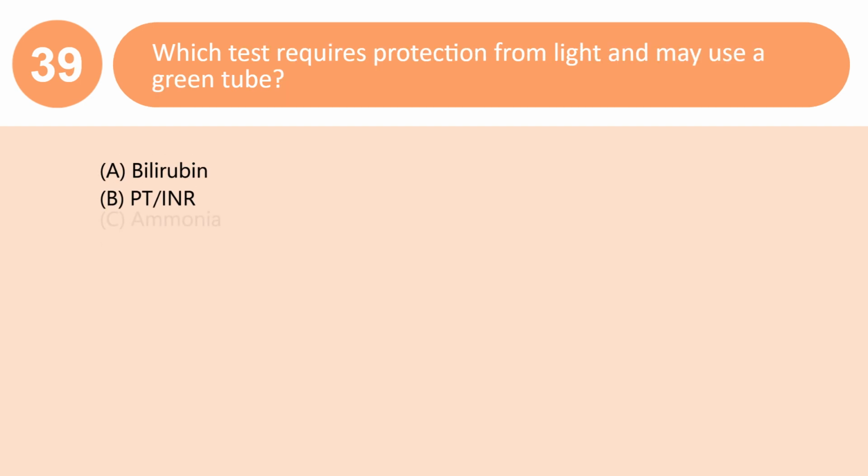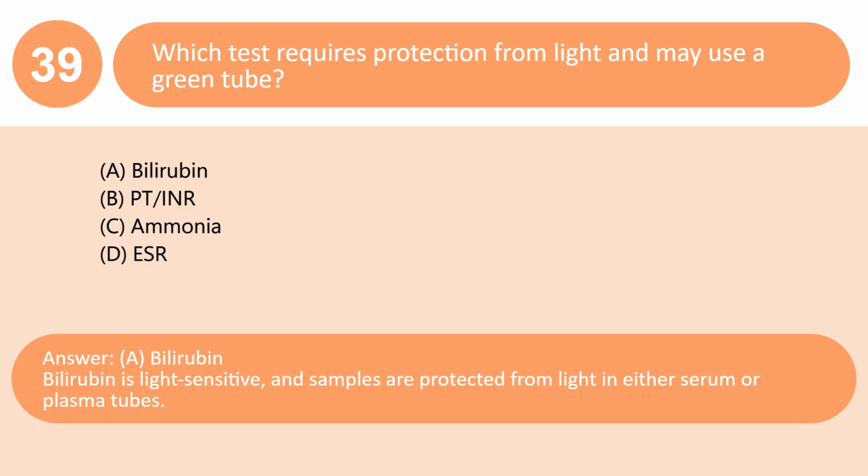Which test requires protection from light and may use a green tube? A. Bilirubin. B. PT/INR. C. Ammonia. D. ESR. Answer A. Bilirubin. Bilirubin is light sensitive and samples are protected from light in either serum or plasma tubes.